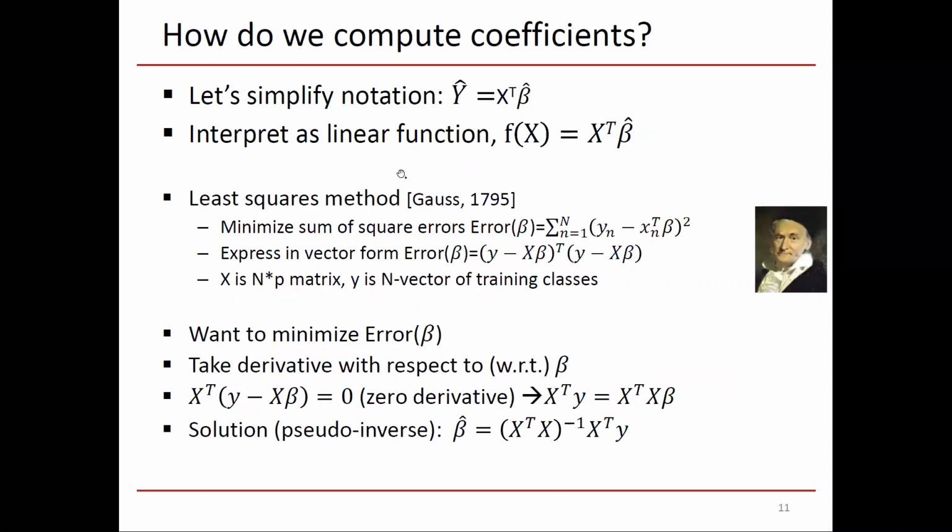Okay, so linear classification. How do we calculate the coefficients? So we want y hat to be x transpose times beta hat. And recall that x transpose, these are the locations of the training data. It's given to us. We want beta hats that make y hat look good. So we're interpreting it as a linear function. f of x, function of x, is x transpose times beta hat. And Gauss, in the latter part of the 18th century, came up with the least squares method. You minimize the sum of the squared errors.